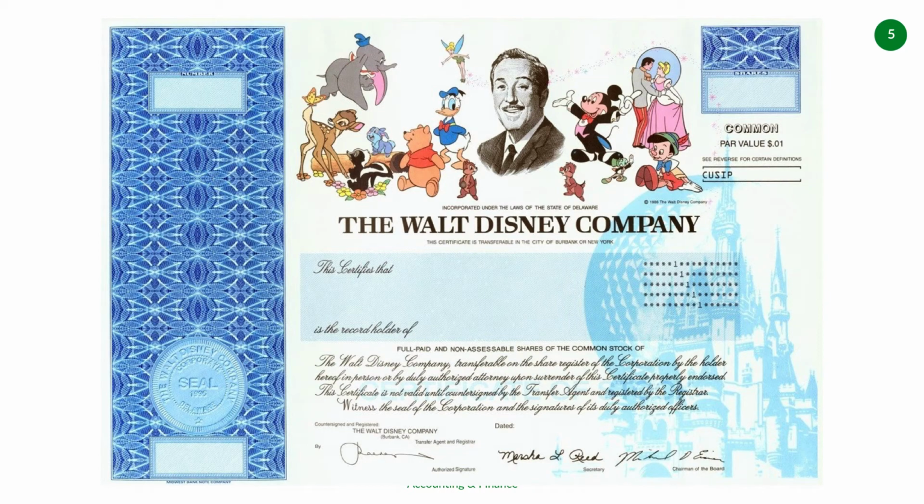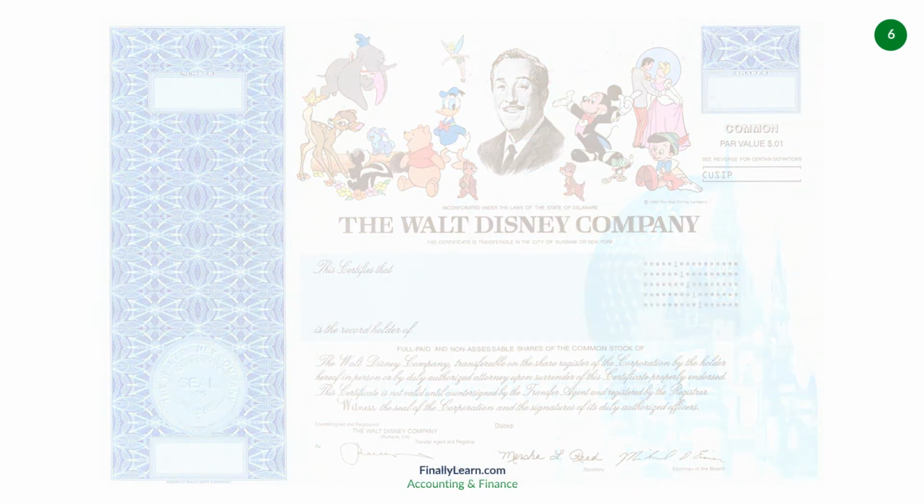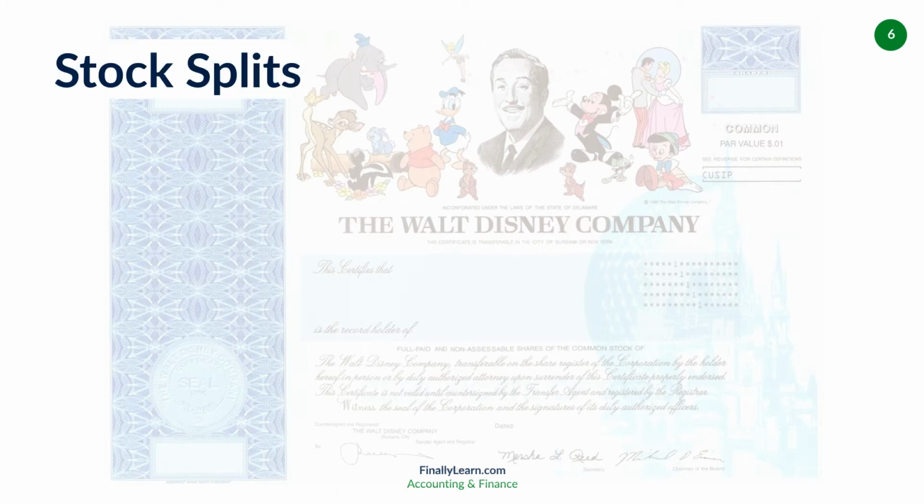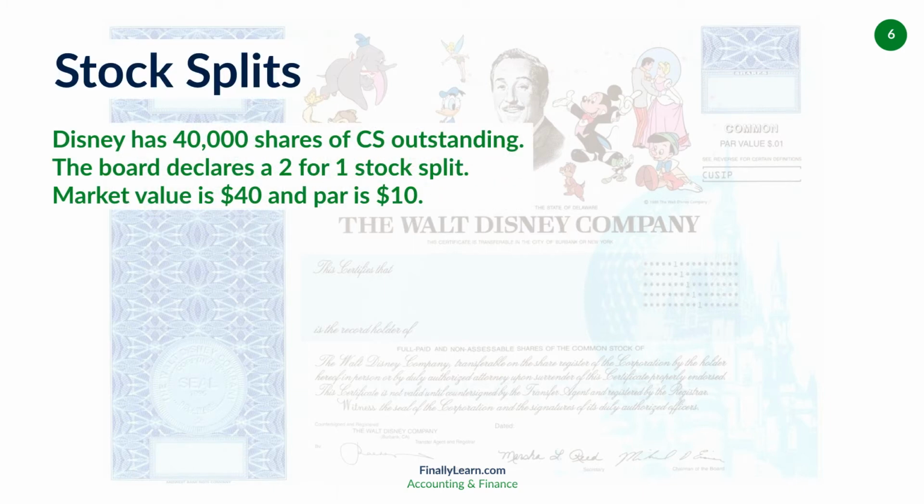Now let's think about a stock split. A stock split is anytime the company decides to take one share and make two. So that's a 2-for-1 stock split. Or one share and make 3 shares, or 1 share and make 4 shares. That would be a 4-for-1 stock split. So let's just use this Disney example. Let's say Disney has 40,000 shares of common stock outstanding. The board declares a 2-for-1 stock split. So every 1 share now becomes 2. So it effectively doubles the number of shares. The market value is 40 and the par is 10.